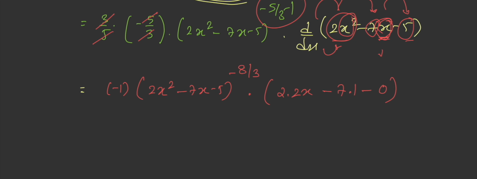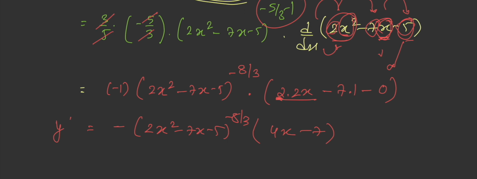Just remember this: whenever you have a constant with some variable, it remains as it is, but when we have a constant without a variable, its differentiation becomes 0. Okay, so let's write our final answer. So this is minus 2x square minus 7x minus 5 raised to minus 8 by 3. This becomes 4x, this becomes minus 7. So this is our y dash, or we can call it dy by dx.